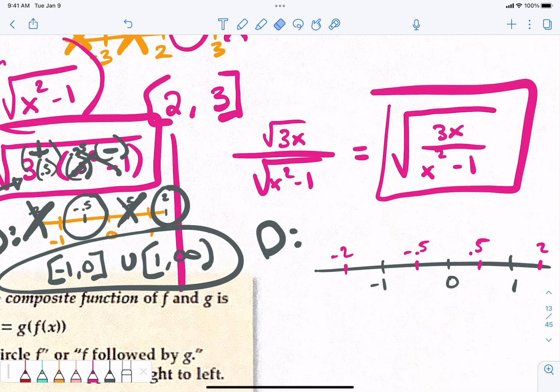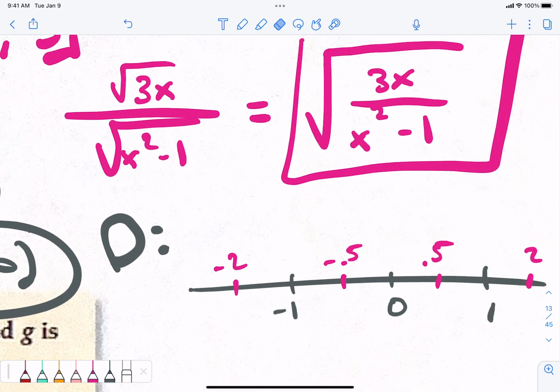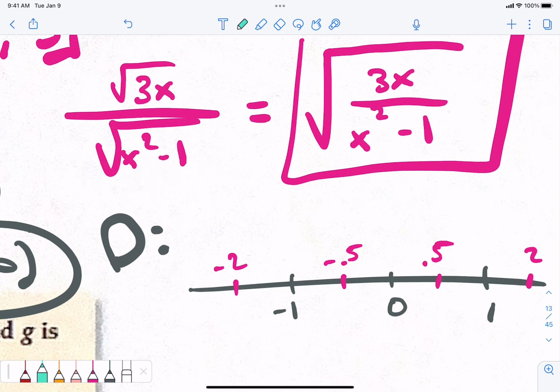Negative 2. Is it going to have a negative inside of a square root if I plug negative 2 in for x somewhere? Yes. Where? The top. The bottom, negative 2 squared is 4 minus 1, which would be positive 3. But the top would be negative 6, so I can't have that. So this is a no.